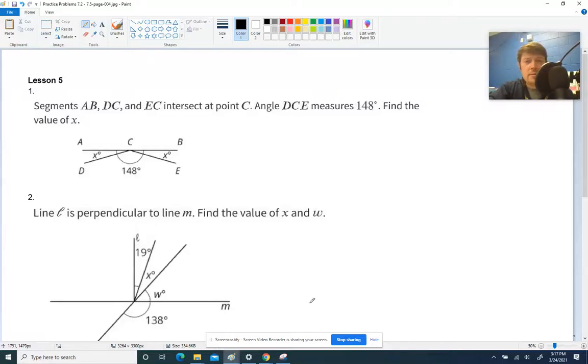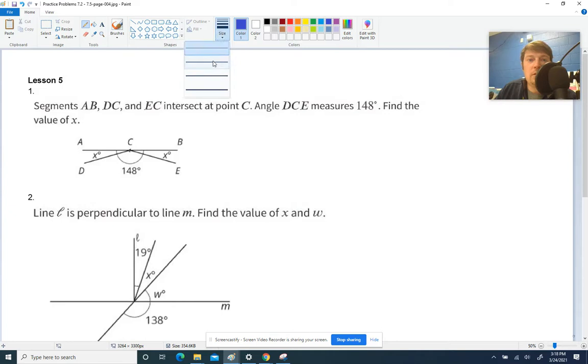What's going on, guys? Lesson number 5, the last one, last page of your homework. We're going to knock this out. Segments AB, DC, and EC intersect at point C. So we got all these lines coming together at this intersection.